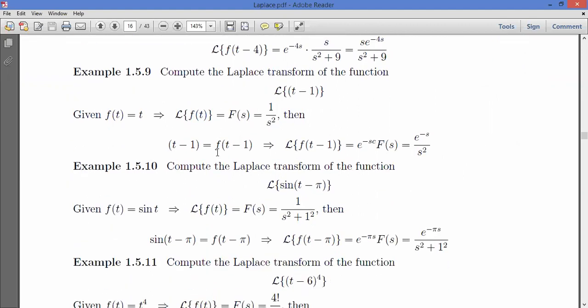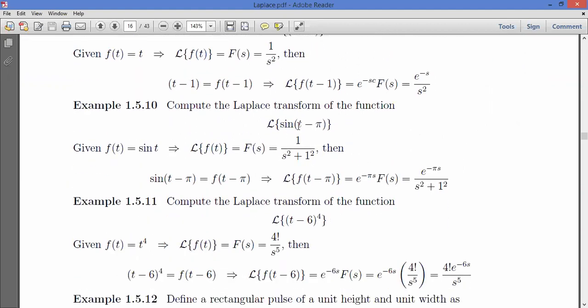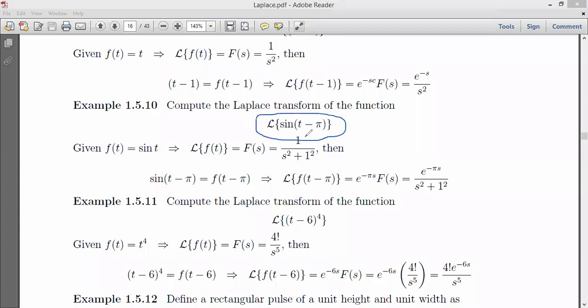Of course, there are more examples here. You have sine t, you have sine of t minus pi. I've told you, once you have this, look for f(t). If you look at this one here, if you're given this, then the question is, what is f(t)? Your f(t) will simply be sine t. Then if you compute the Laplace of sine t, this will give you the F(s).